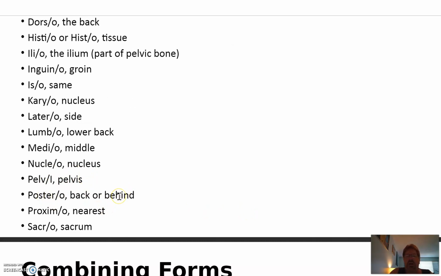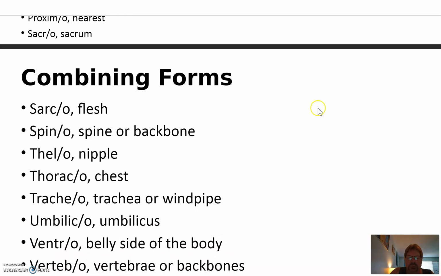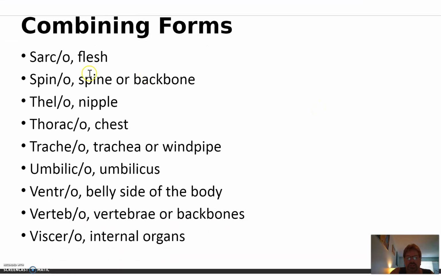Postero means back or behind. The posterior of the body is the back of the body. Proximal means nearest. It's just like proximal and distal. Sacro is the sacrum, the inverted triangular shaped bone upon which the spine rests and the hips articulate. Okay. Combining forms. Sarco means flesh. Spino means spine or backbone. Very important. Thelo means nipple. That's not real commonly used, but okay.